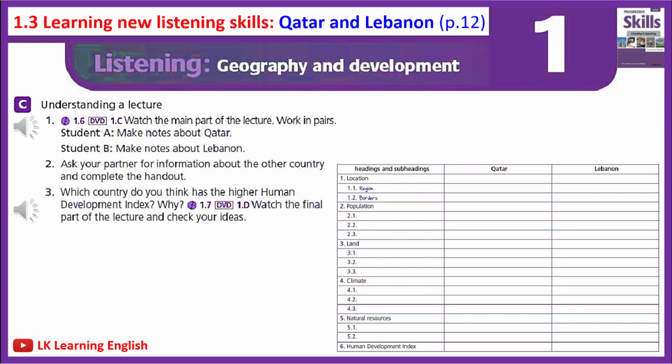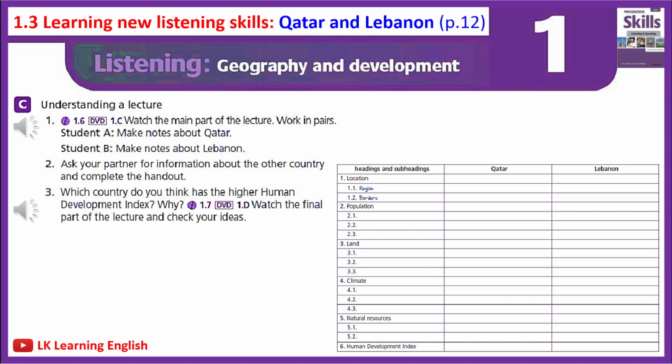The people of both countries live mainly in the towns. 96% of Qataris are urban. They live mainly in the capital, Doha, whereas the figure for the Lebanese is 87%. Do any of these points about population affect the human development of this country?